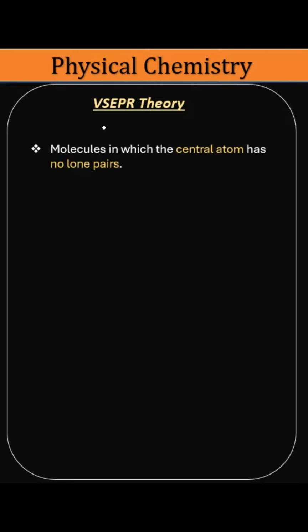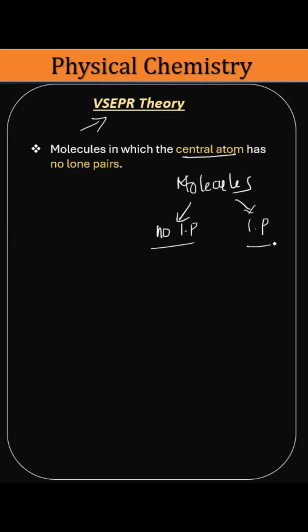In my last short video, I explained what exactly VSEPR theory is, with an example. So now let's apply it. There are two situations here: molecules where the central atom has no lone pairs, and molecules where the central atom has lone pairs. Here we are talking about the central atom.